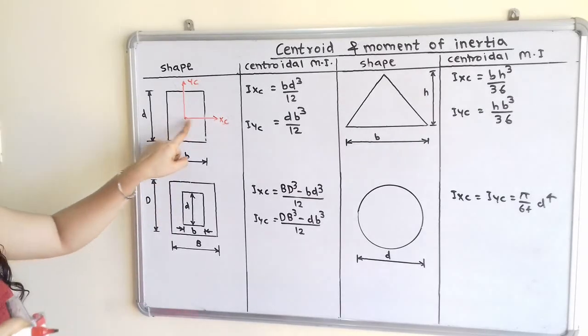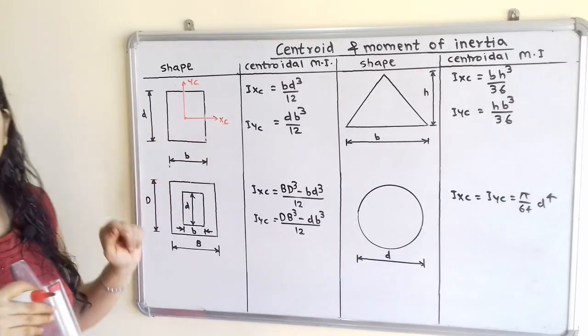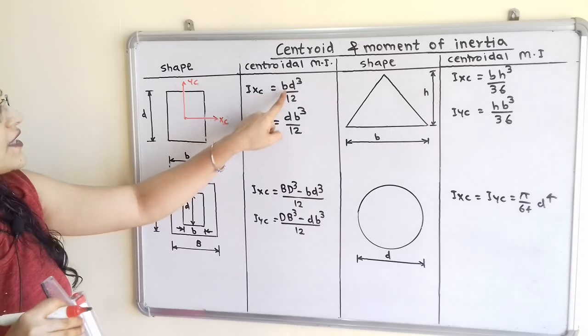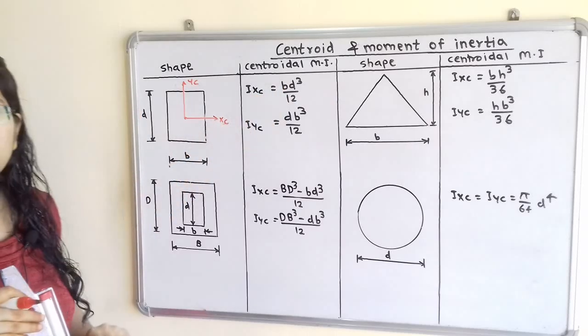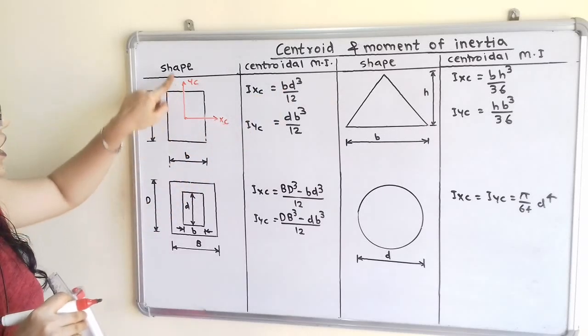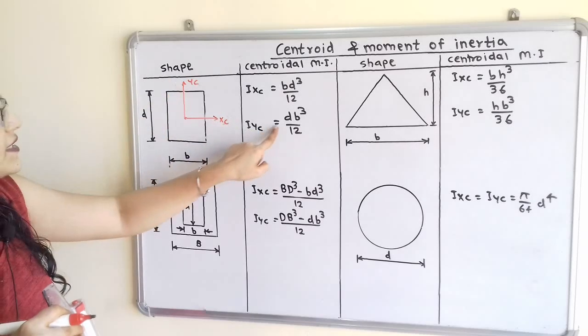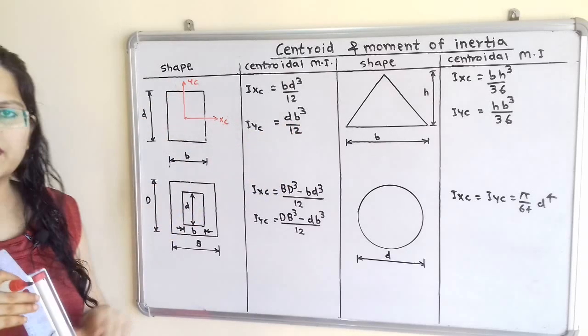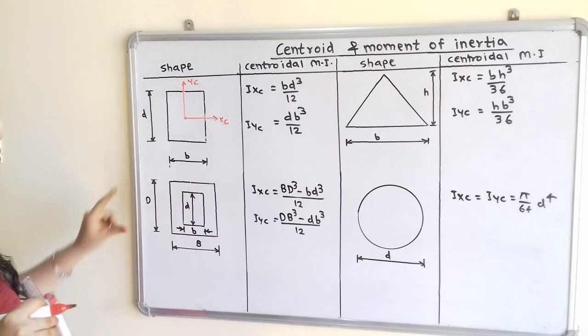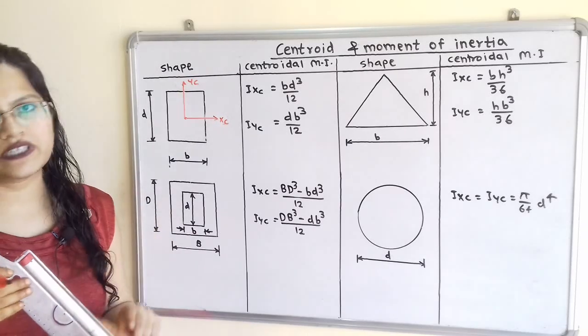So what is the moment of inertia along this Xc? So Ixc is equal to b d cube by 12 and moment of inertia about Yc, Iyc is equal to d b cube by 12. Now we will move to the next shape, that is the hollow rectangle.